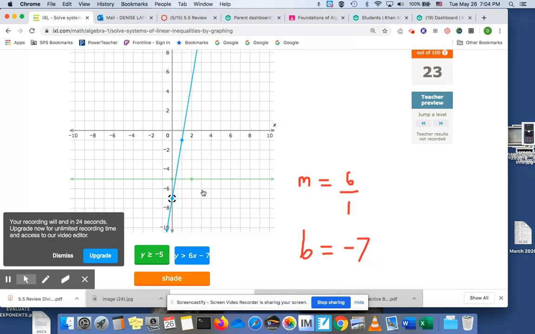Now I have to click the solution area. Oh, but wait a minute. This cannot be, that has to be a dashed line because there's no underline underneath it. Now I'll shade. I'm shading below, no, I'm sorry, greater than, above the green line, and this is less than, below the blue line. So there's my shaded area, and we're done.